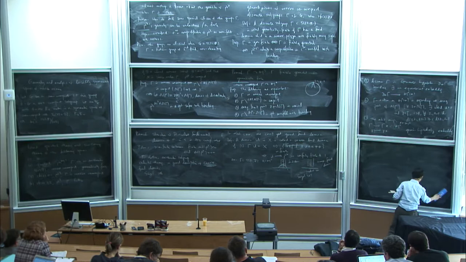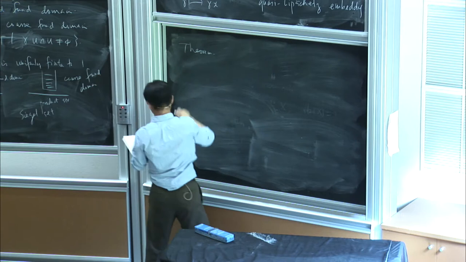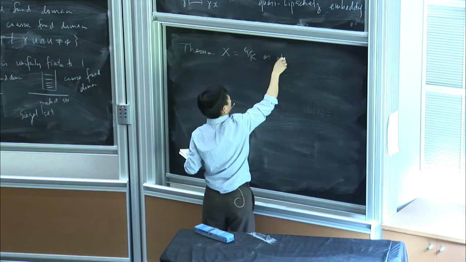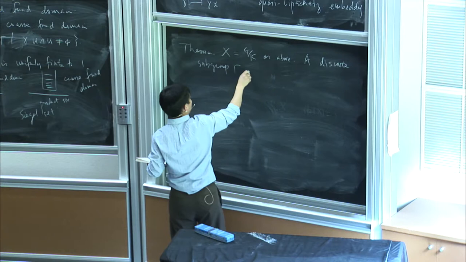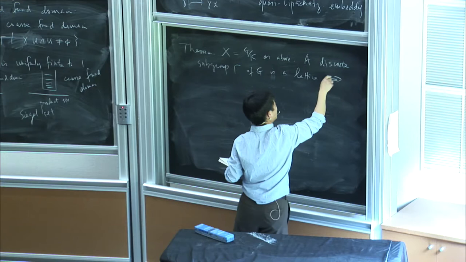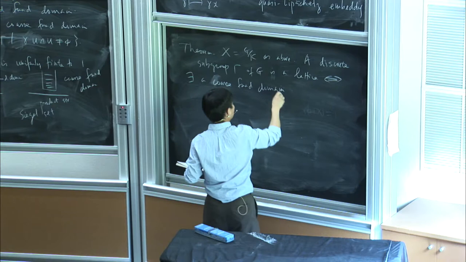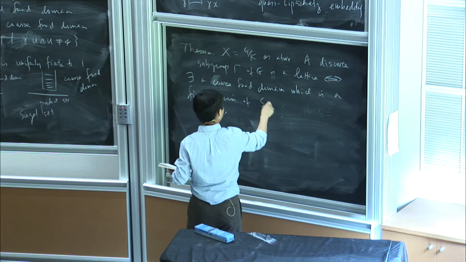So let me summarize the reduction theory. This involves many results, quite deep results. So here's the theorem. Let X be a symmetric space, non-compact, as above. Then a discrete subgroup Gamma of G is a lattice if and only if there exists a coarse fundamental domain which is a finite union of Siegel sets.